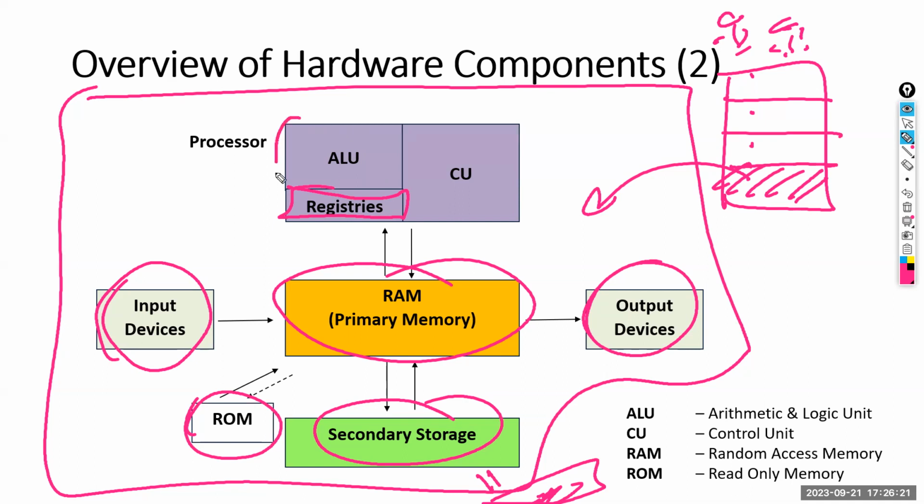Then we have the processing. Inside the processor we also have a storage part, registers. So we can subdivide the processor into the ALU, arithmetic and logic unit, and the control unit.